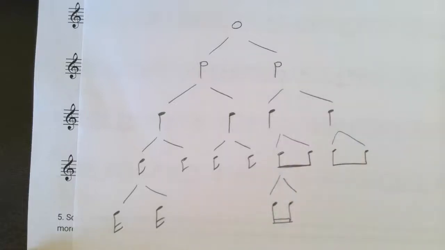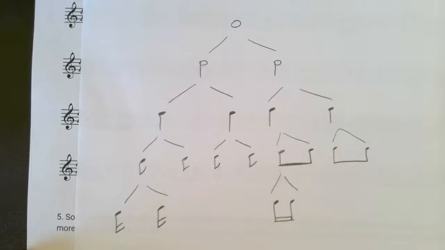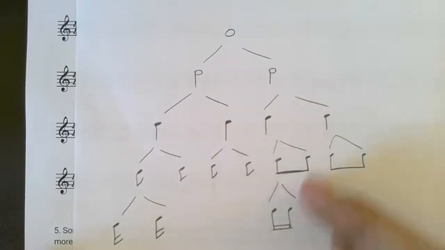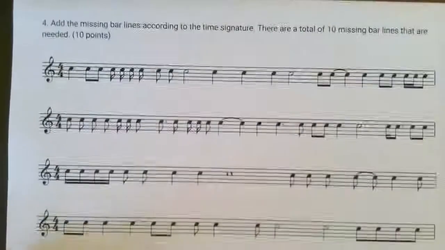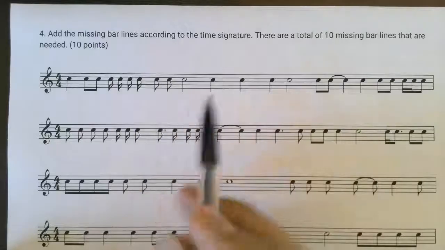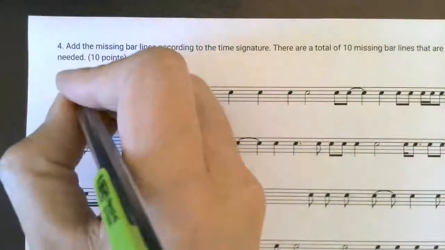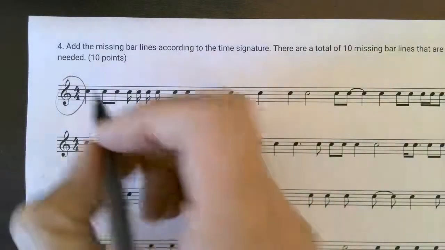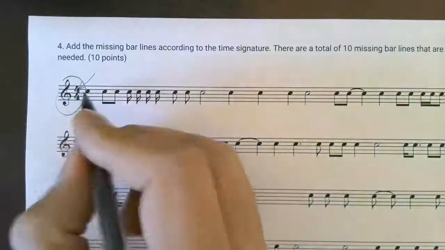Okay, so this is a bit of math, but nothing that I think should be too challenging. Okay, so if you get confused, just come back to thinking about what is the proportion of each note. Now, for this exercise, we're adding missing bar lines according to the time signature. All of the time signatures we've talked about will be in 4/4. That means that each bar will have the equivalent of 4 beats. Okay, that's what the top number tells us.